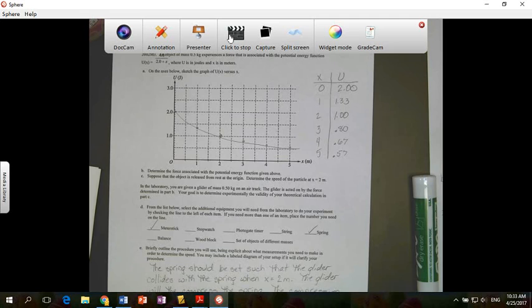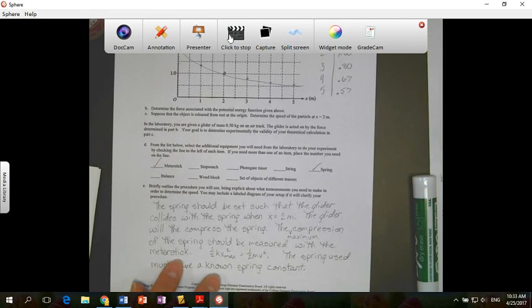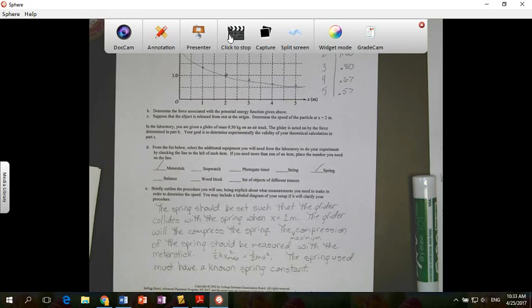Then for parts D and E, D asks you to select equipment that you need to verify your calculation in part C. And this time you have a glider on an air track. You could have done this a few different ways. Some things to note: typically, you're not supposed to check all of the boxes. They don't want you selecting all the equipment. There's sometimes where you can, though. You have to check more than one.